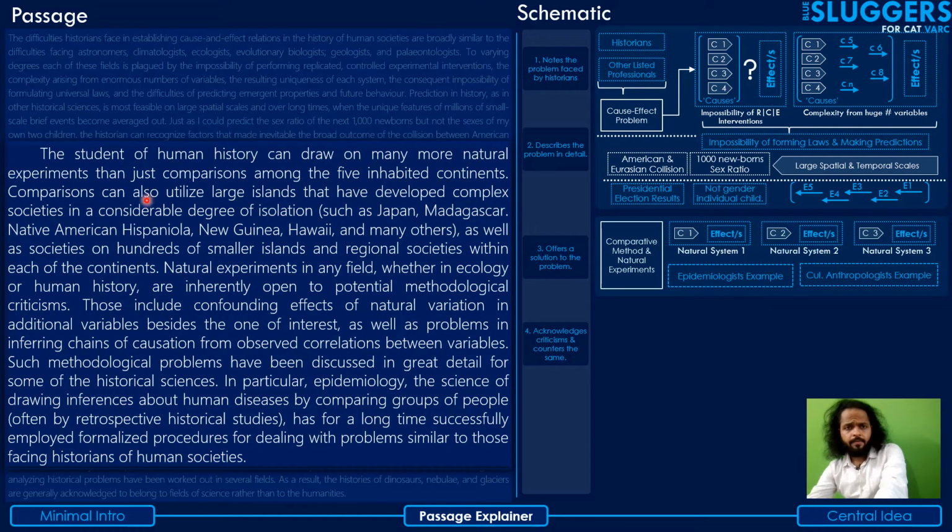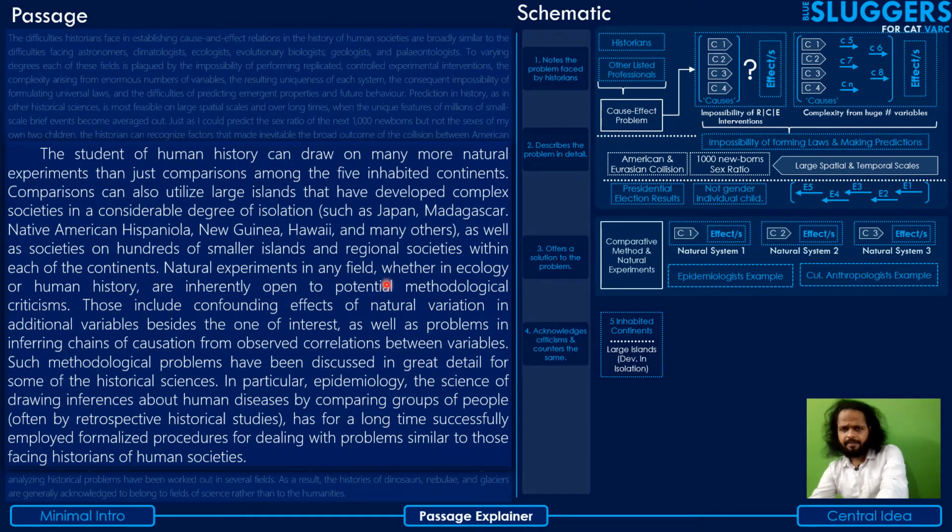Next para. The student of human history can draw on many more natural experiments than just comparisons among the 5 inhabited continents. Comparisons can also utilize large islands that have developed complex societies in a considerable degree of isolation, such as Japan, Madagascar, Native American Hispaniola, New Guinea, Hawaii, and many others, as well as societies on hundreds of smaller islands and regional societies within each of the continents.